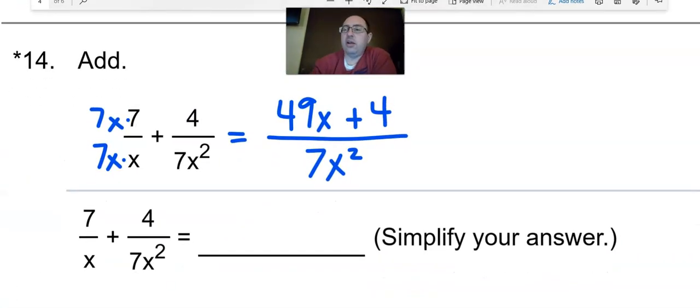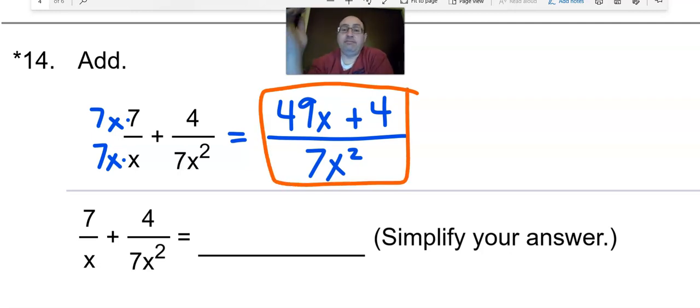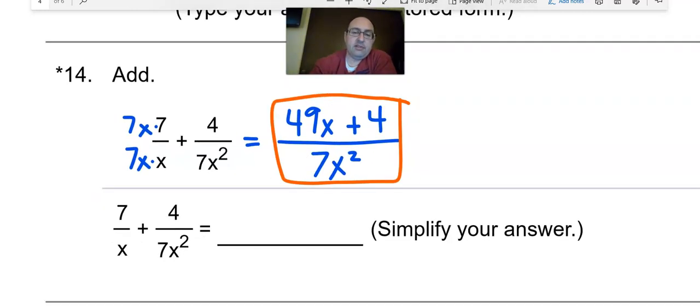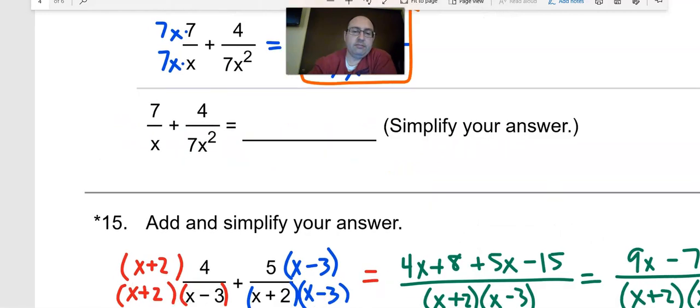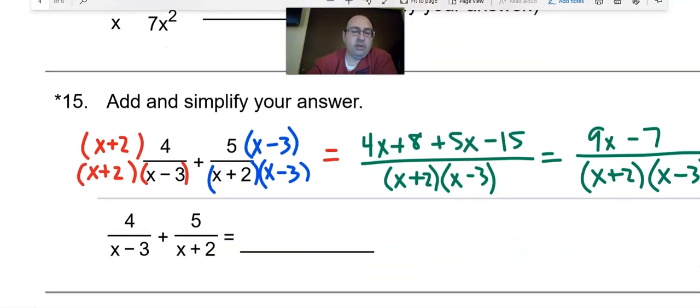So it looks like on number 14 here, the first fraction is missing both a 7 and an x, so I multiplied top and bottom by 7x, which gave me 49x plus 4 on the top and 7x squared on the bottom. That's it. I can't do much. I can't do anything more with that. That's totally it. There's no way to reduce it or anything.